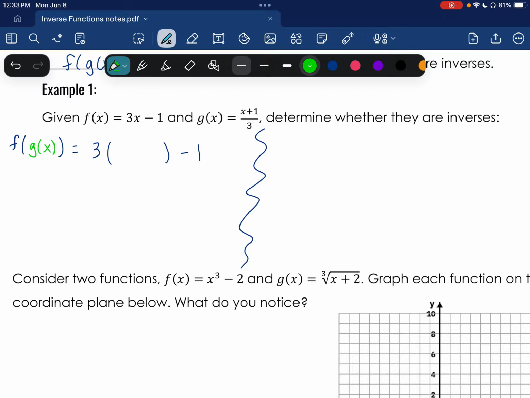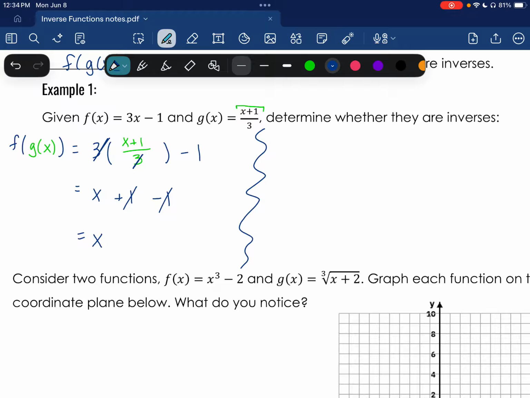Simplifying. Following order of operations here, I know I have to take care of this multiplication first. Well, 3 times this, dividing by 3, those 3's are going to cancel, and so I'll end up with x plus 1, and then this is minus 1. Well, plus 1 and minus 1 are a zero pair. That's going to cancel, and we're ending up with just x. So what happened here was the operations of f were able to undo the operations happening in g, and we ended up with just x.